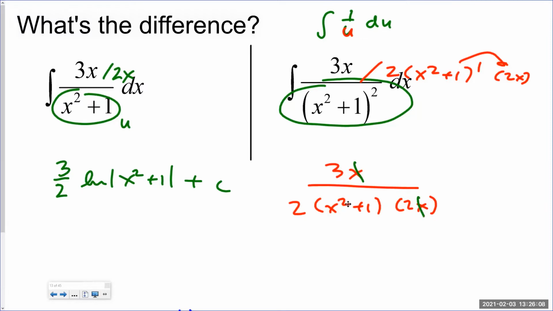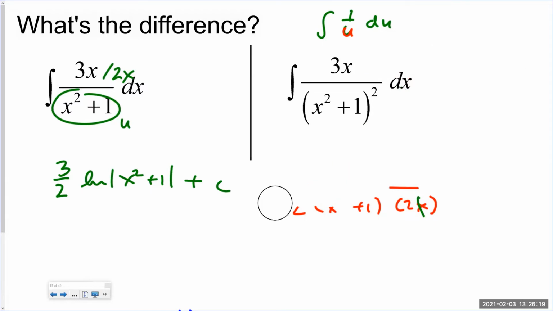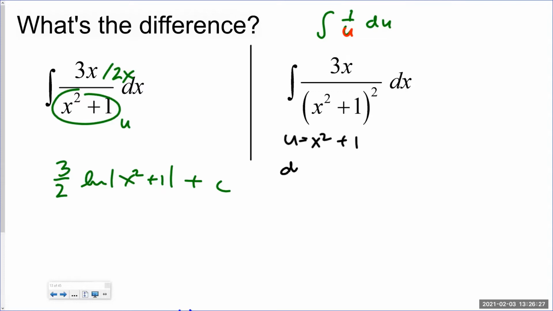All of the x's have to cancel out. So guys, this is not an ln problem. Do you see how you logic this through? You say, okay, start all over. The bottom must not have been my u. So guys, what is your u in this problem though, really? X squared plus 1. And since it wasn't the whole bottom, then you just do your regular u substitution.